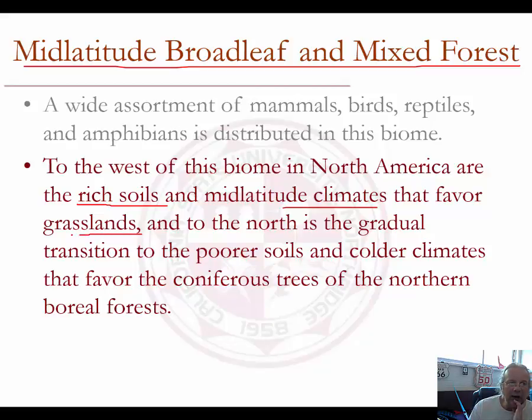As you go further west out of, say, Ohio in towards Indiana and Illinois, this gives way to grasslands. And then as you go north out of, say, Ohio and Indiana in the Midwest up towards Minnesota and northern Michigan, you get poor soils, colder climates, and then it turns to pine forest, the coniferous trees.